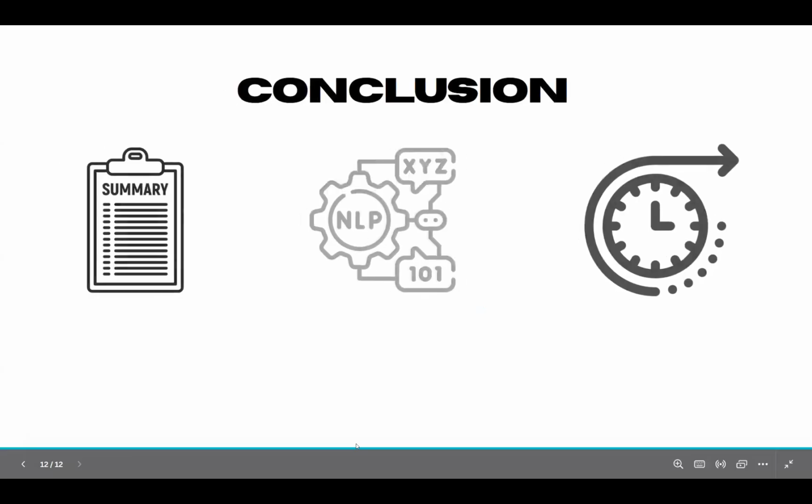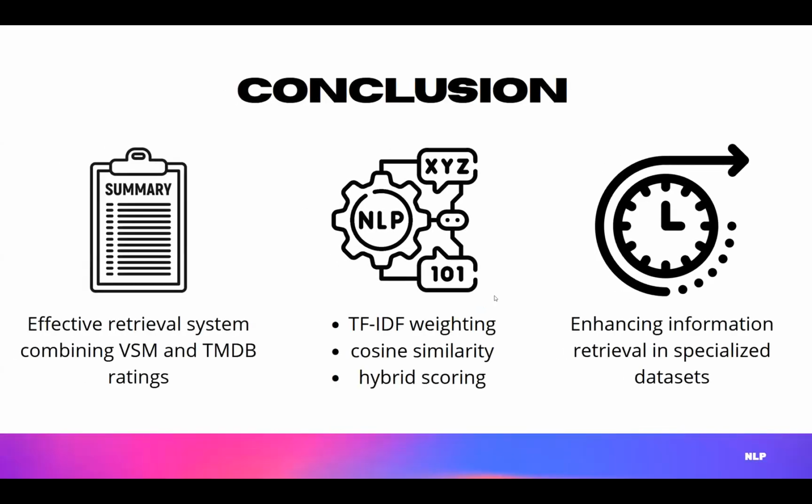So in conclusion, our model is pretty effective by combining the VSM and the movie database rating. And the hybrid scoring is pretty efficient. I think that's all. Do you have any questions?